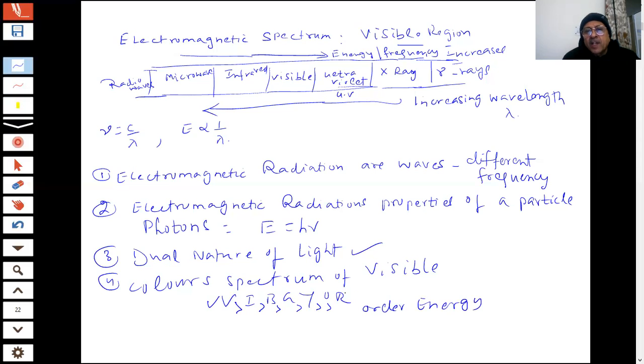That means, student, the red color which you see has the lowest energy, therefore the lowest frequency, and the longest wavelength. Therefore, you are saying red color here has the lowest energy, lowest frequency, then longest wavelength. Right? Tell me.